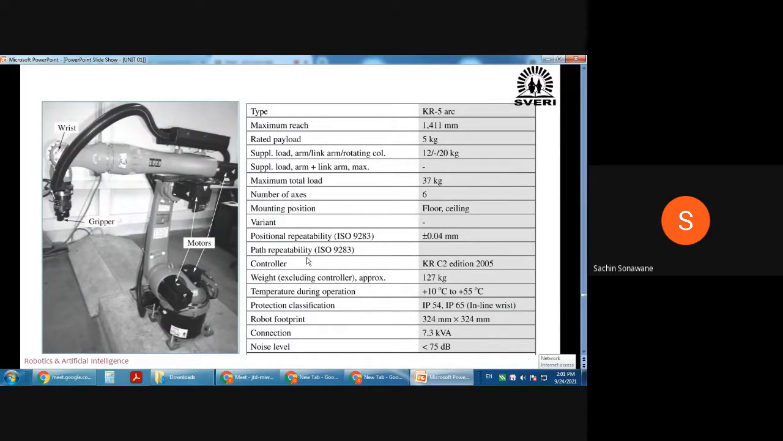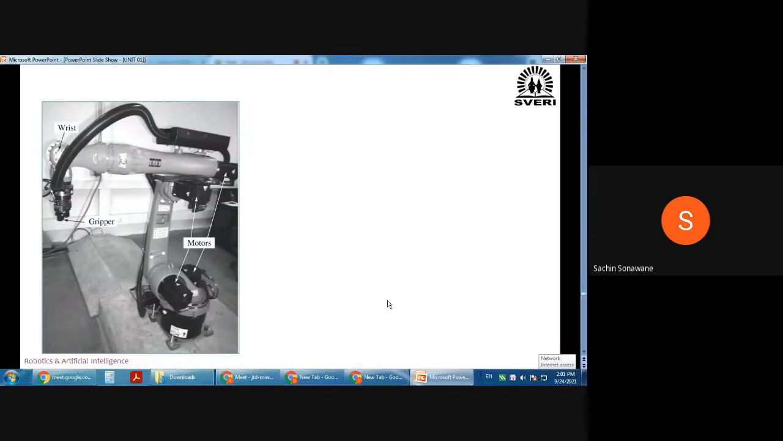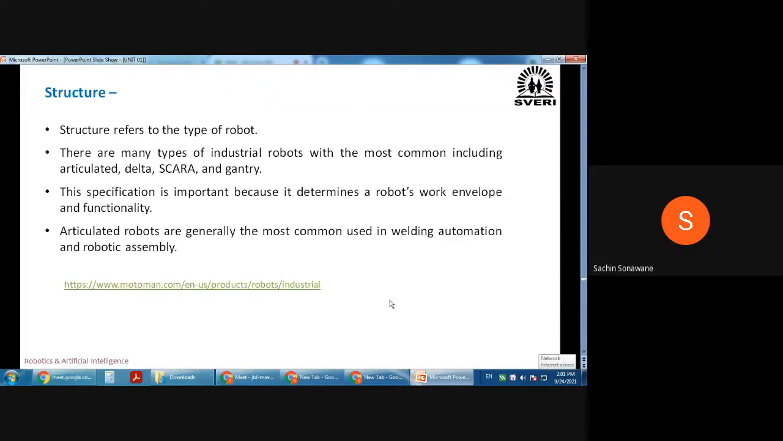Therefore, these are the typical specifications of one robot. Now, we will see similar specifications of different robots on this website. Therefore, I will open that website.